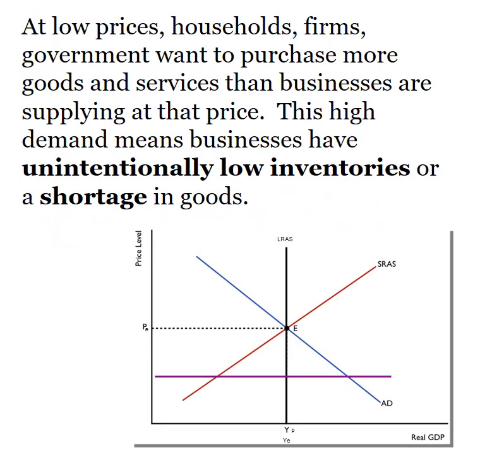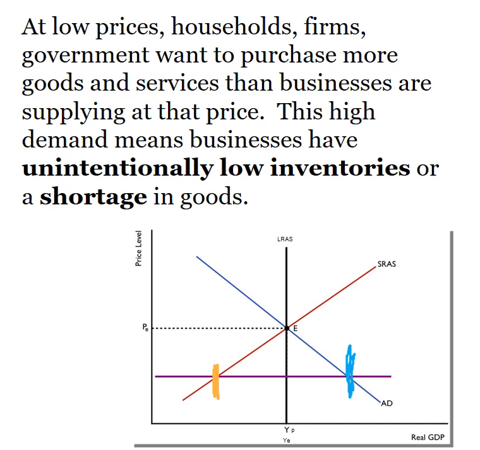In this next model, we can see that the purple line, the price level that we're seeing, is below the equilibrium price level, which means prices are low. When prices are low, consumers, households, firms, the government, anyone who's buying goods is very happy. So aggregate demand will be high at a low price, but businesses do not want to supply things at that low price. So the short run aggregate supply curve will be very low.